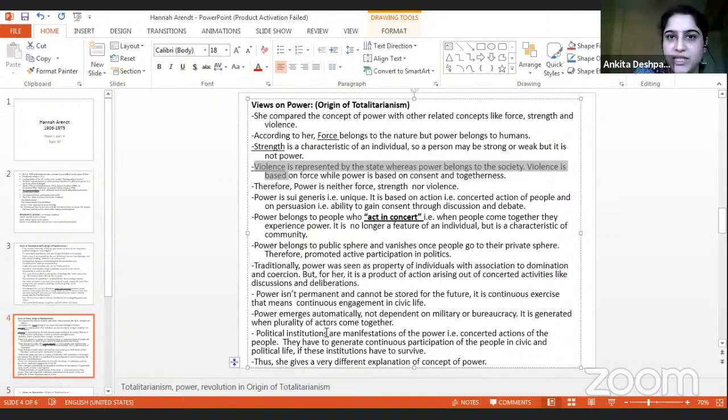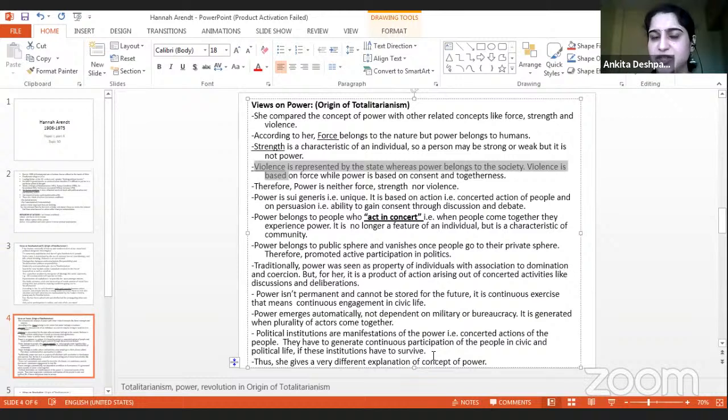250 members in Rajya Sabha is the maximum allowed. So 250 people coming together becomes power. That's why the Indian Parliament is powerful. Getting it? That's her concept. So political institutions are manifestations of power. To generate continuous participation, only then will they be able to survive.